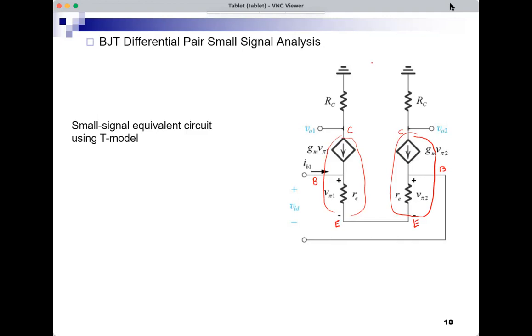The supply here becomes signal ground. And the current source that was here becomes an open circuit, because we're assuming now that it's ideal, pure DC. And I'm ignoring small ro for now.